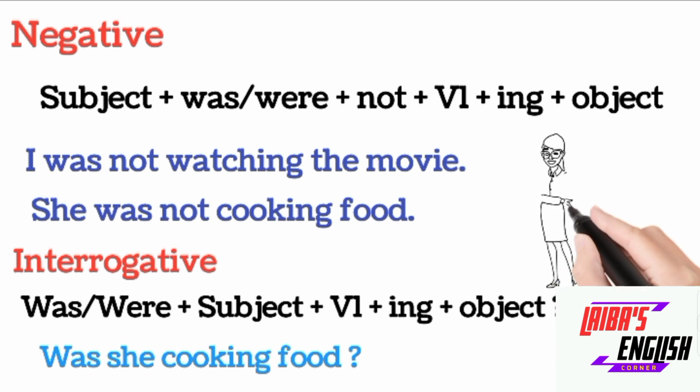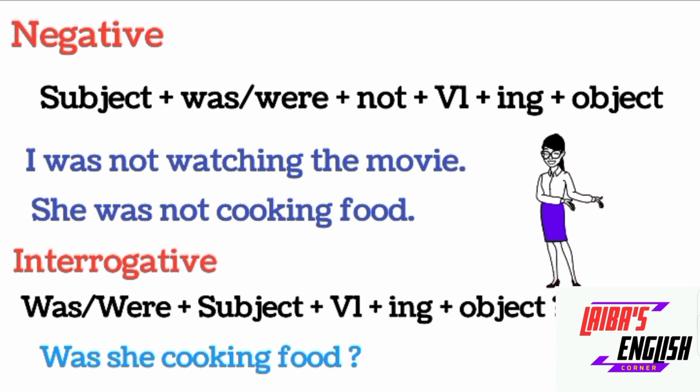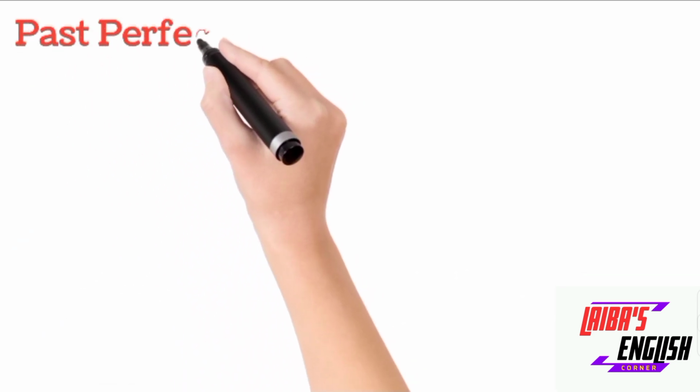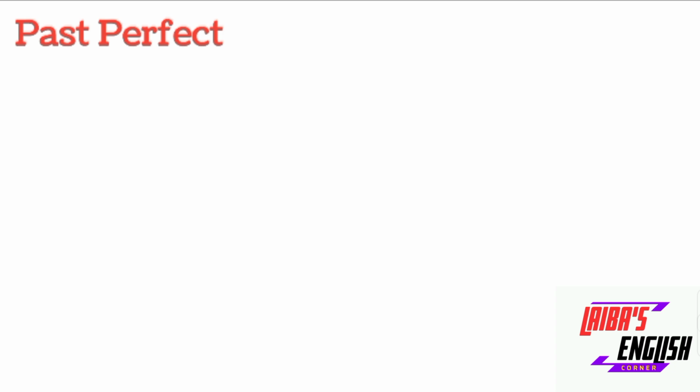For example, there is a sentence, I was watching the movie. So the interrogative will be, was I watching the movie? Question mark. Now we have to make the past perfect, which is the third type of the past tense.